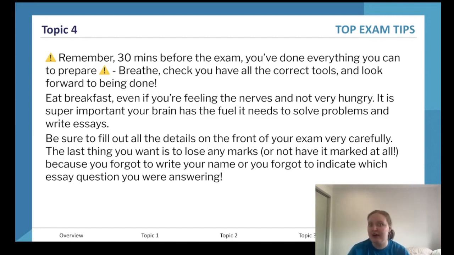Be really careful about filling out all the details on your exam. Now, I know this seems like quite a simple thing to be mentioning, but again, you don't want to be marked down or not marked at all because you haven't carefully marked which exam question or essay question you're going to be responding to. So make sure you've done that all nicely. You can even ask an exam moderator to help you ensure that everything has been filled out nicely and correctly.